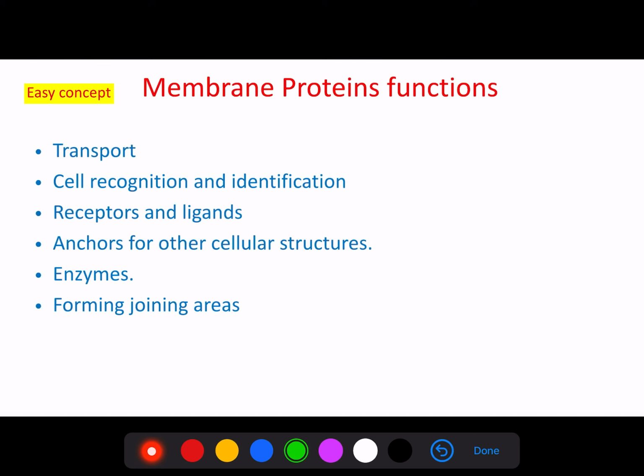Also, these proteins serve different functions: transport, cell recognition, receptors and ligands, anchors for other cell structures, enzymes, and forming joining areas. We will see some of these functions, like transport, anchoring to other cell structures, and forming joining areas, throughout this course, whereas others we might see in EB2.